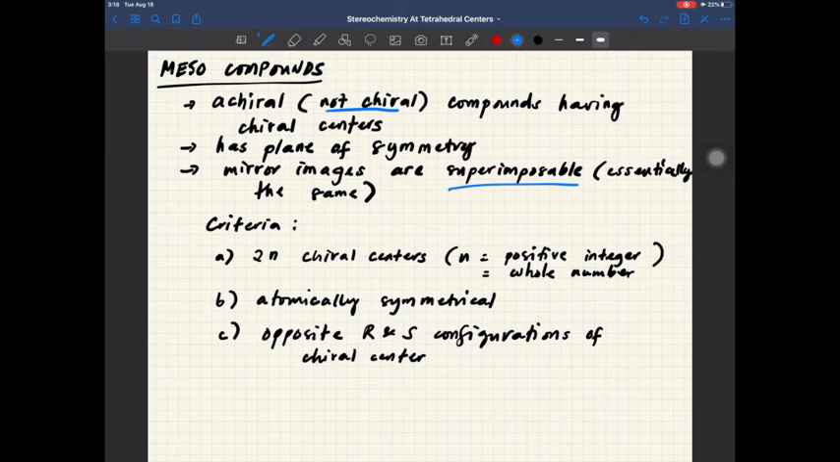So how could we determine if a certain molecule is a meso compound? So we have 3 different criteria. The first one is that it has 2n chiral centers, wherein n is a positive integer. So what we need to do here is to just find the value of n. The n should be a positive integer and a whole number. Secondly, your compound is symmetrical, meaning it has an internal plane of symmetry. And finally, it has opposite R and S configurations of chiral centers. So if these 3 criteria are being met, your compound is a meso compound.